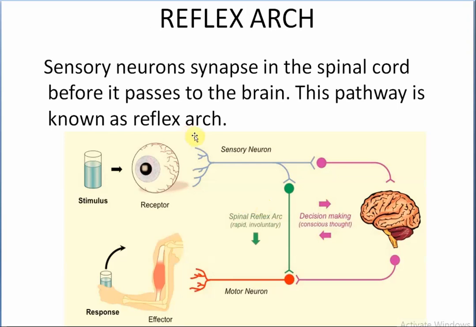Reflex arc: the sensory neuron synapses in the spinal cord before the signal passes to the brain. This pathway is known as the reflex arc. So the sensory neuron processes in the spinal cord before it passes to the brain. If you closely follow this particular figure, you can understand the reflex arc.